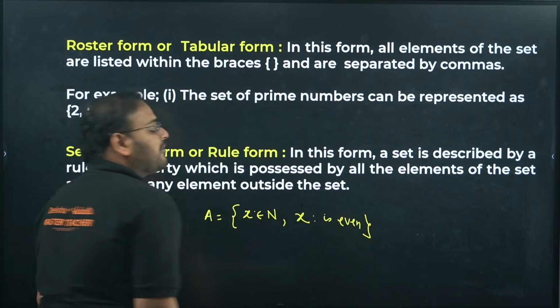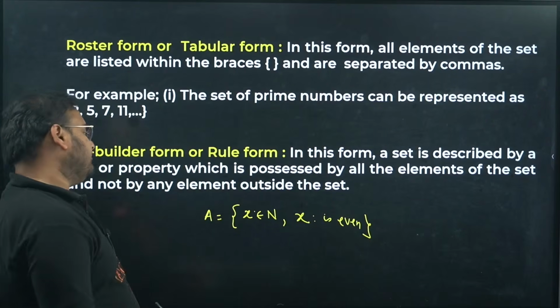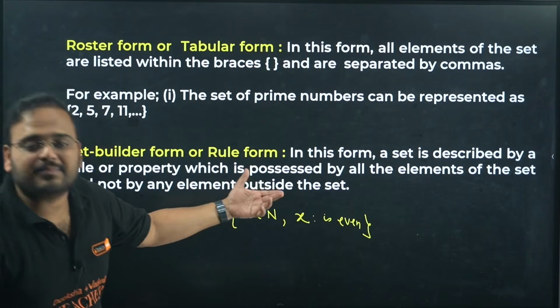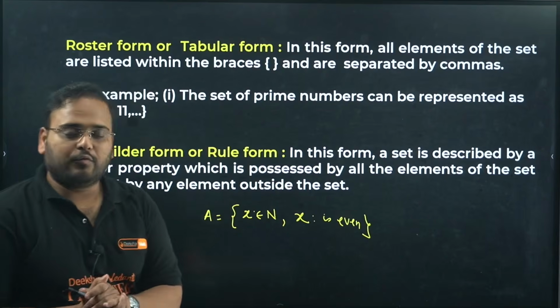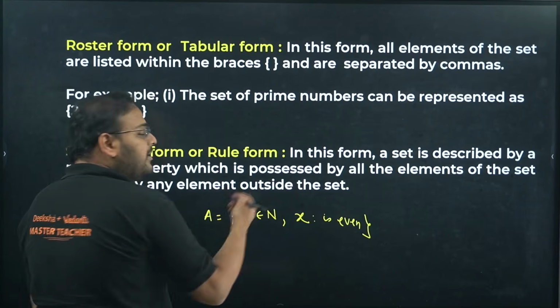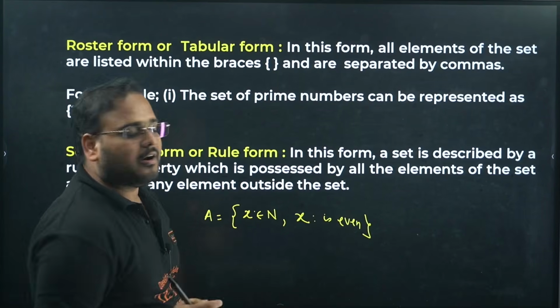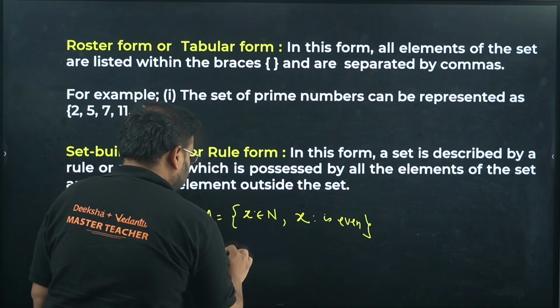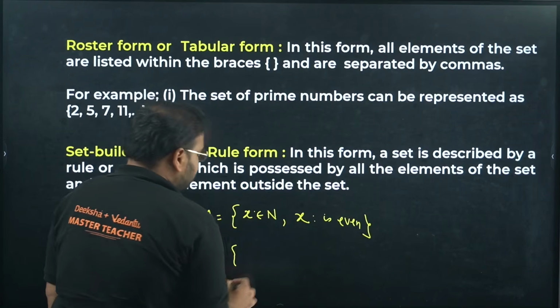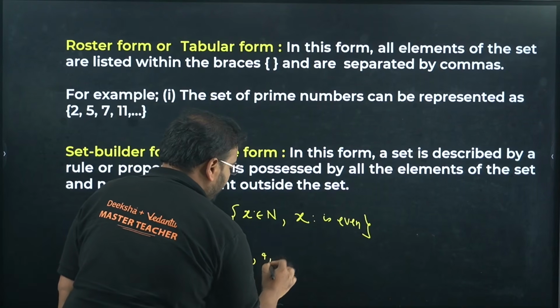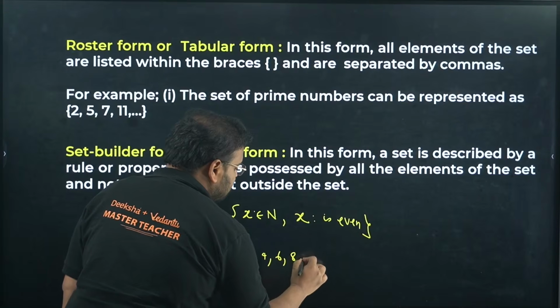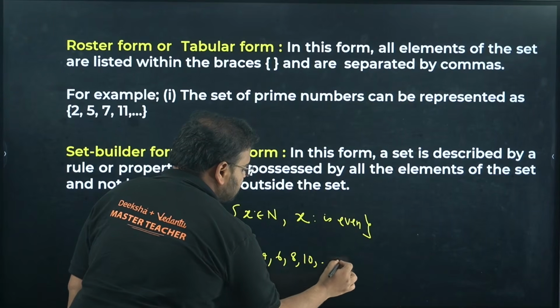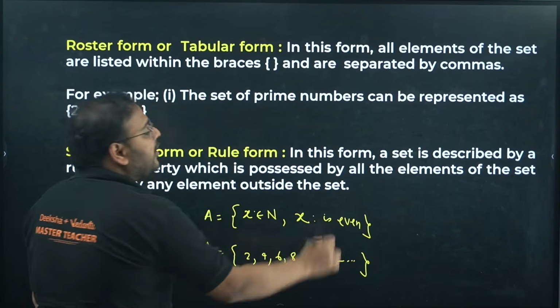This is how we can write one of the examples for set builder form, or in simpler terms, we call it rule form. Example, if I have to write the same in roster form, then I'll write this again in middle brackets. The answer will start from 2, 4, 6, 8, 10. Will it end, sir? No, it will not end because we have not defined any limit.